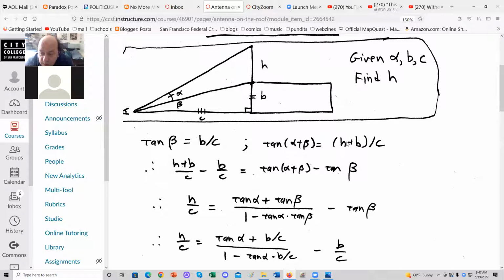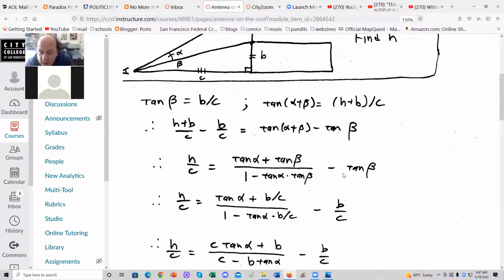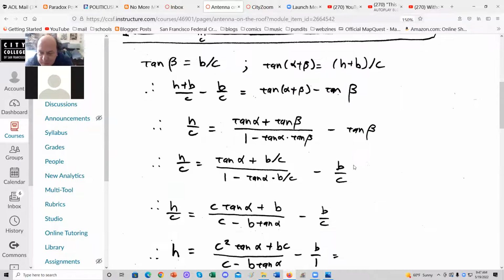So if you take the difference between these two, h plus b over c minus b over c, that's tangent of alpha plus beta minus tan beta. All right, now left side, after some cancellation, b goes away. We're left with h over c. That's tan alpha plus tan beta over 1 minus tan alpha tan beta. That's the tangent of a sum. All that minus tan beta, right?